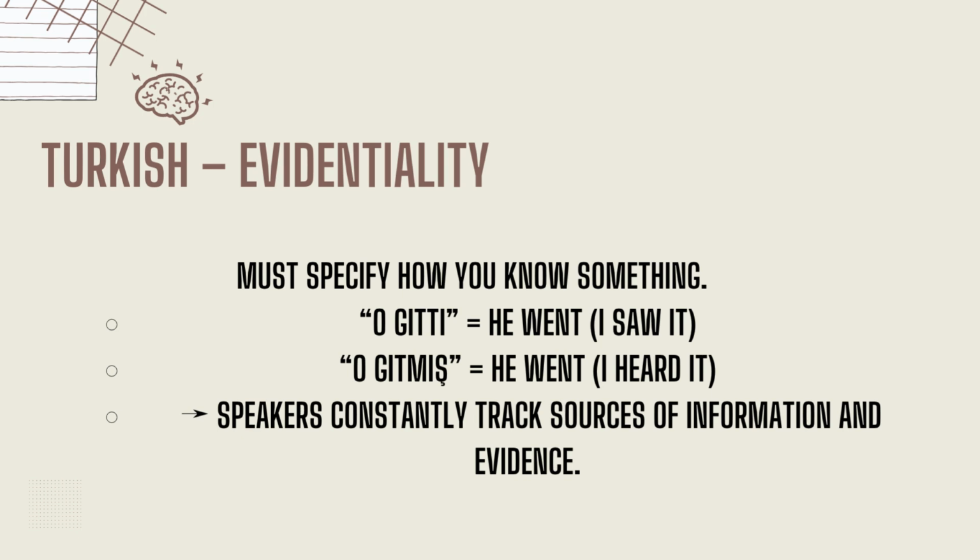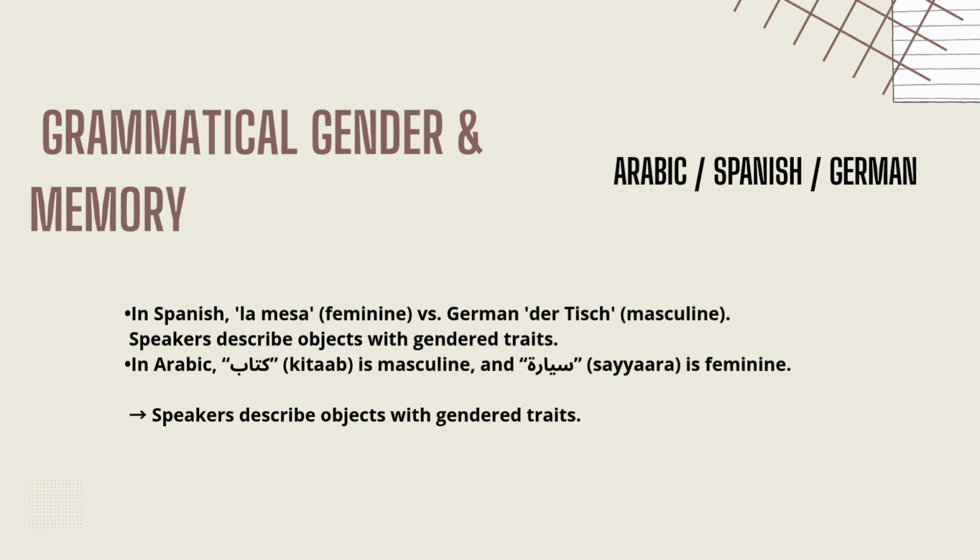All right. Now let's see other examples. Let's move to Arabic, Spanish, and German. If you have ever studied a language like Spanish, German, or Arabic, you know that everything seems to have a gender, even things that definitely do not need one.